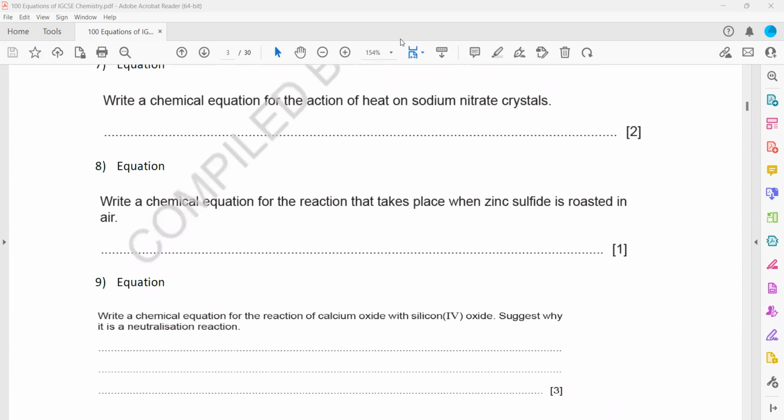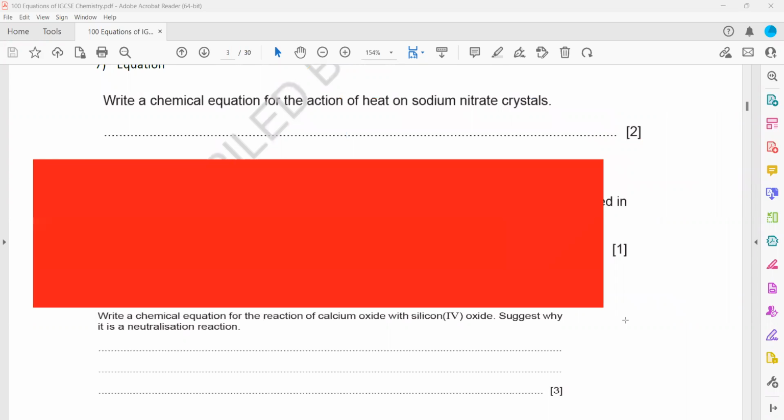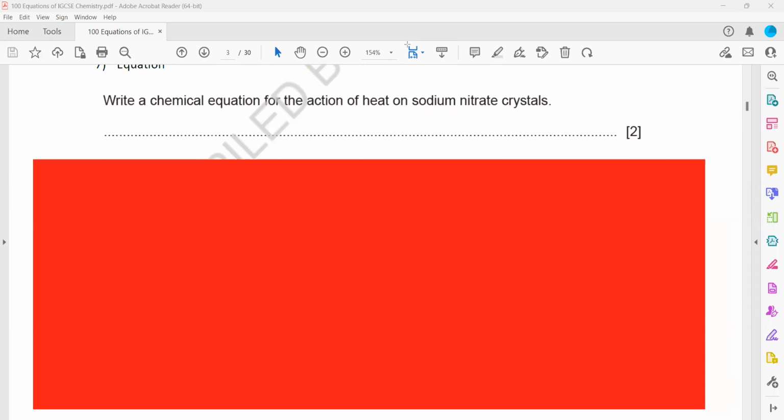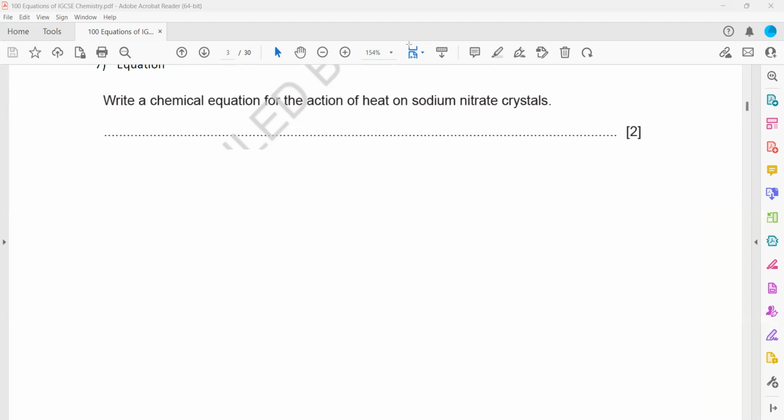Question 7. Write a chemical equation for the action of heat on sodium nitrate. If we heat sodium nitrate, potassium and sodium nitrates decompose in the same manner. So what will be the product? Nitrite. Sodium nitrite. So NaNO3, sodium nitrate, will decompose into sodium nitrite, NaNO2, plus oxygen.